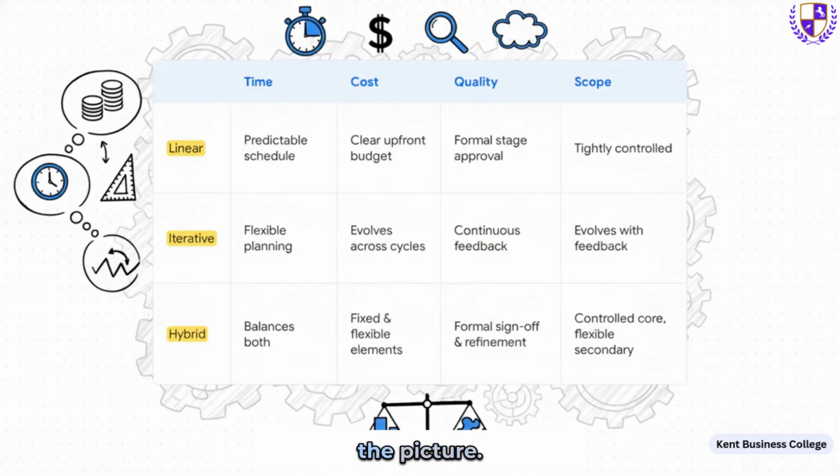To really complete the picture, Jody has a chat with her line manager, Riddle, who connects all this theory back to the business. Riddle explains that your choice of life cycle has a direct impact on the big 4 constraints of any project: time, cost, quality, and scope. You can see it here. A linear approach gives you predictability on time and cost, but your scope is locked down. Iterative gives you amazing flexibility on scope, but your budget might need to evolve. Understanding these trade-offs is absolutely critical.